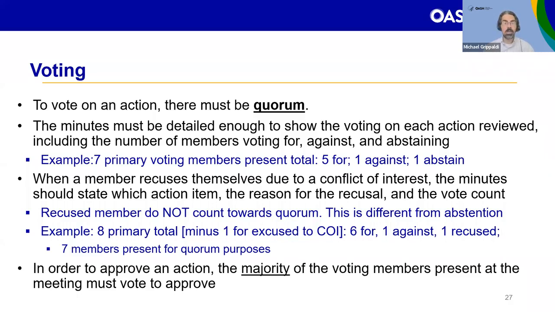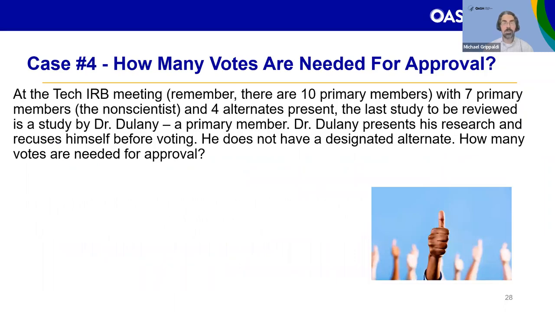So let's go forward with an example. And this one is also a bit of a thinker. I hope that you guys get it, that I've done a decent job explaining it. So recall the rules for calculating the majority, both for quorum and for approval. Going back to the Tech IRB, which we saw 2 slides ago, we have 10 primary members with 7 primary members present and 4 alternate members present.